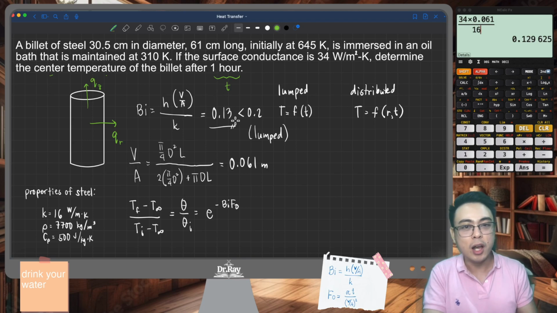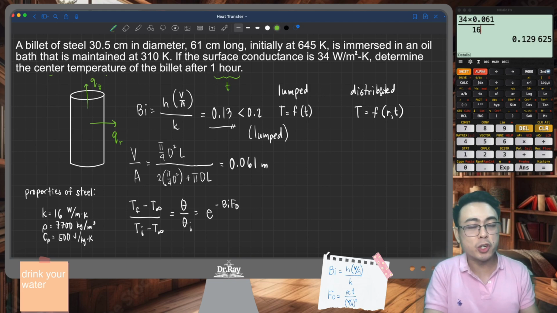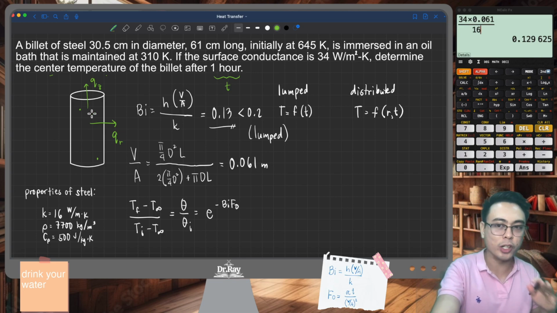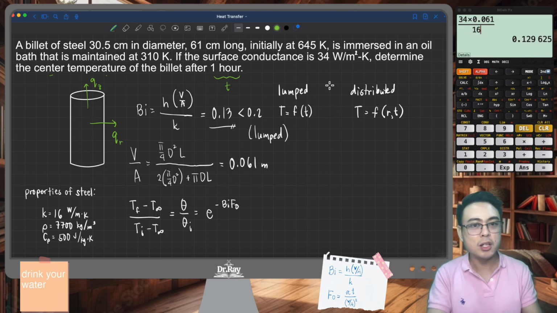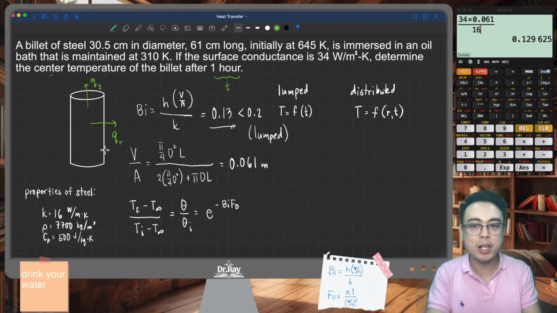Now, notice that it was specified that we are to solve for the center temperature. That is where another very important difference between a lumped and a distributed system comes into play. For a distributed system, the center temperature after 1 hour is not the same as the surface temperature after 1 hour. It's also not the same as the temperature at this point, different from the temperature at this point, this point, this point, and so on and so forth. But for a lumped system, the center temperature is the same as the surface temperature, is the same as the temperature for any other point inside of your cylinder.